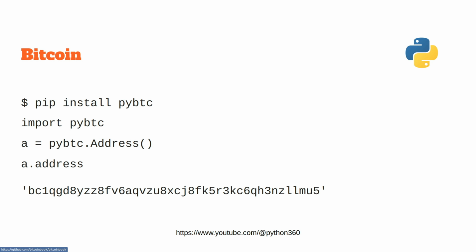Pip install PyBTC. If you do that, you can then just do something like import PyBTC. Create a variable A equals PyBTC, and then call the address method, which will create you a Bitcoin address. It will be in base 58 check, which converts a very, very long 2 to the power of 256 hexadecimal address. It converts it into a slightly more user-friendly address, such as we have shown here.